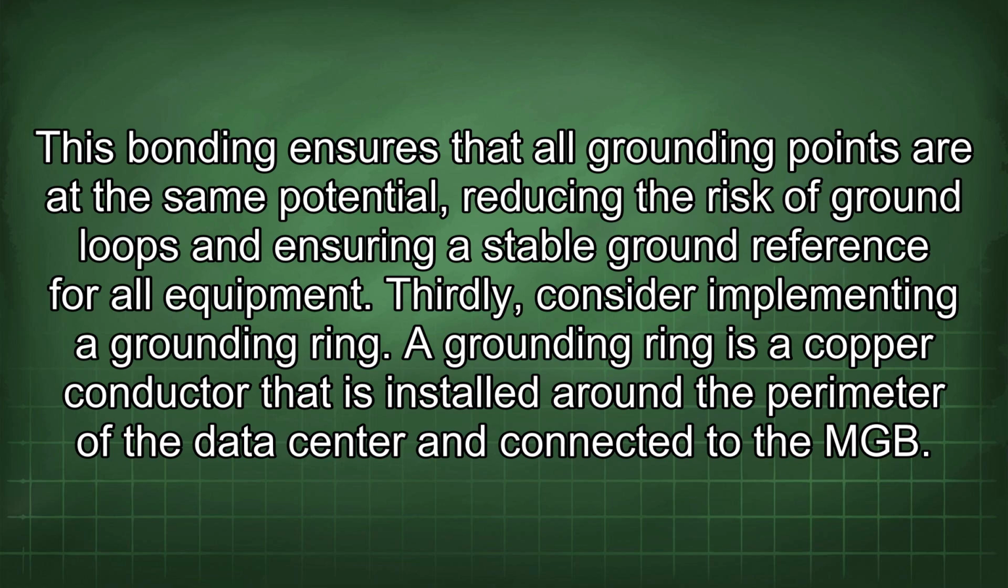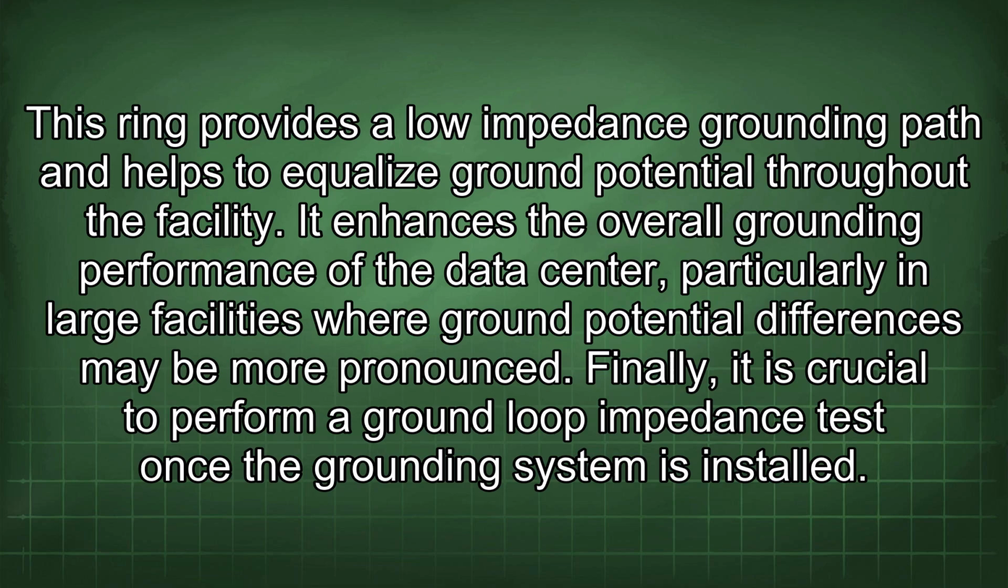Thirdly, consider implementing a grounding ring. A grounding ring is a copper conductor that is installed around the perimeter of the data center and connected to the MGB. This ring provides a low impedance grounding path and helps to equalize ground potential throughout the facility. It enhances the overall grounding performance of the data center, particularly in large facilities where ground potential differences may be more pronounced.